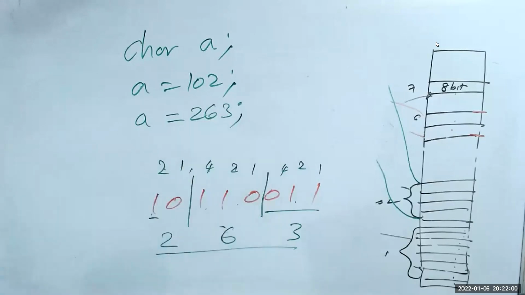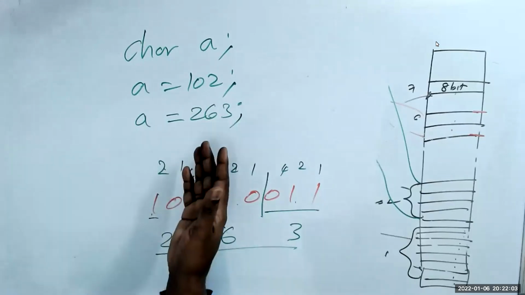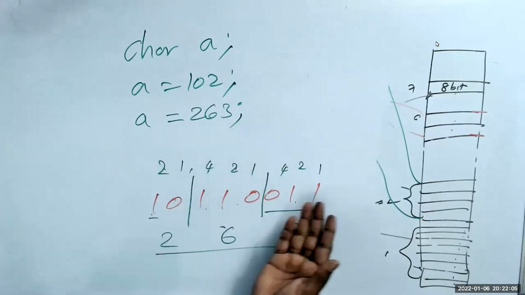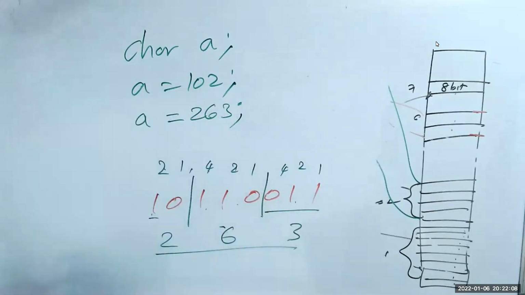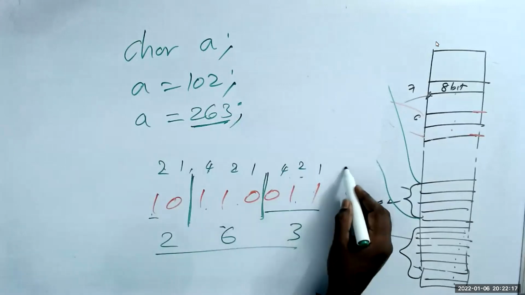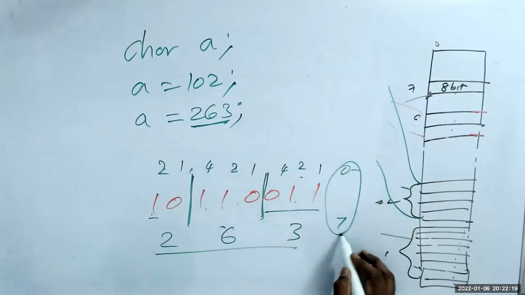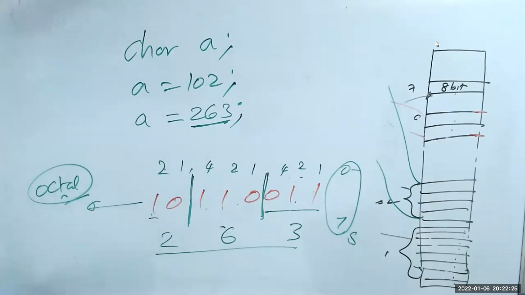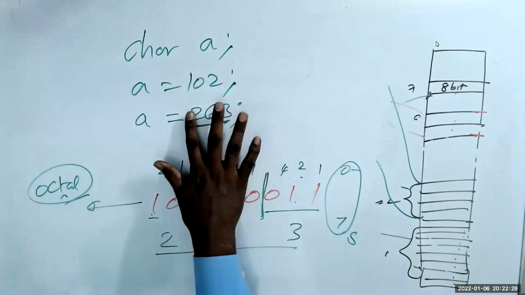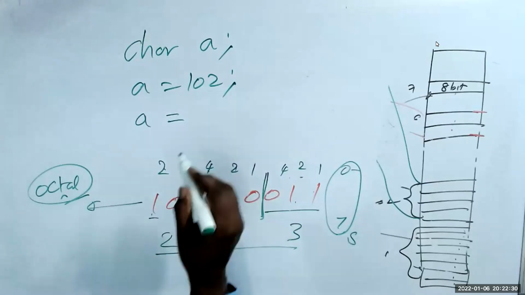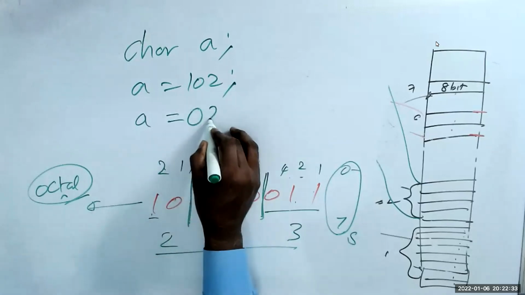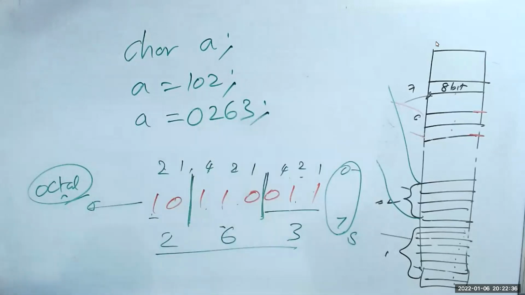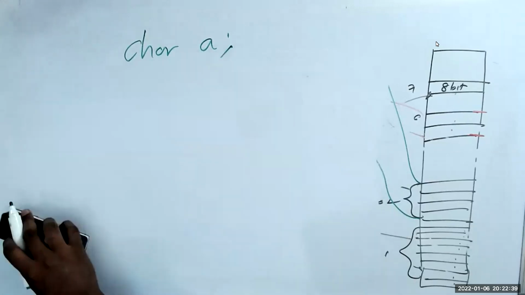But if we say A is equal to 263, think of it: the maximum I can have is only 255 in decimal. How do I tell the compiler, hey, this is not decimal? I have made it a group of 3. The minimum number here is 0, the maximum is 7. You have 8 numbers, so we call this octal. So how do you tell the compiler it is octal? Dennis Ritchie decided any number that starts with 0 is octal. Please understand this; it is very tricky.